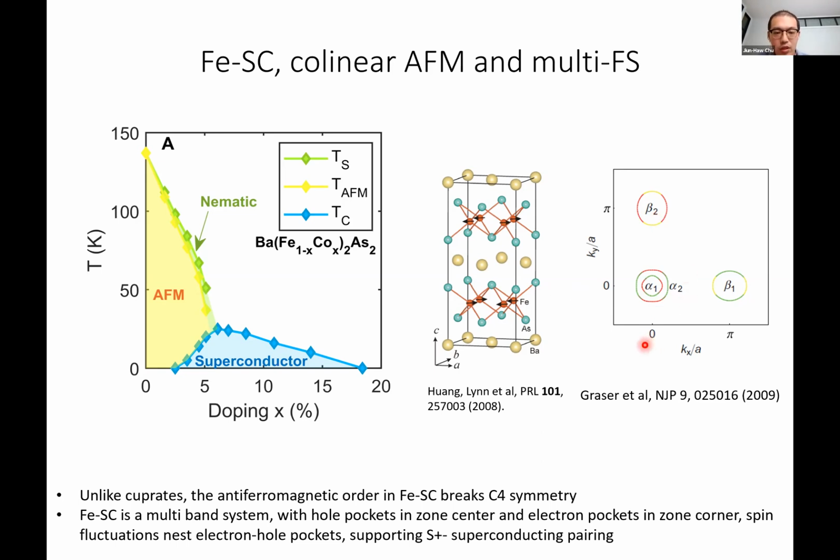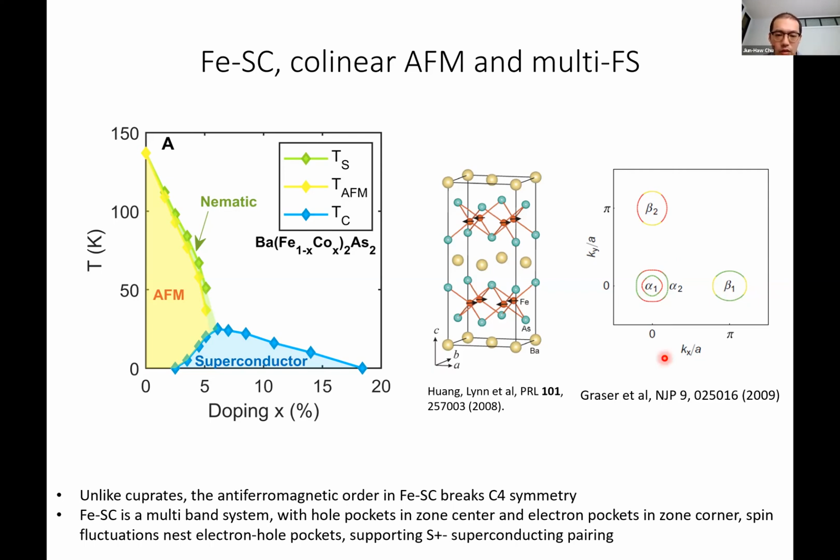So this is another difference between the iron-based superconductor and the cuprates, where the iron-based superconductor is a multi-band material, whereas the cuprate can be quite well described by a single-band Hubbard model. Now for the iron-based superconductor, you have at least 2 hole pockets at the zone center and then 2 electron pockets at the zone corner. And this ordering wave vector naturally nests the electron and hole pockets. So again, this nesting wave vector motivates the consideration of spin fluctuations creating this s plus-minus superconducting state.